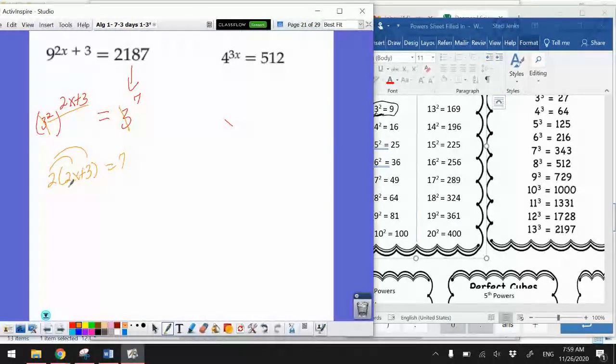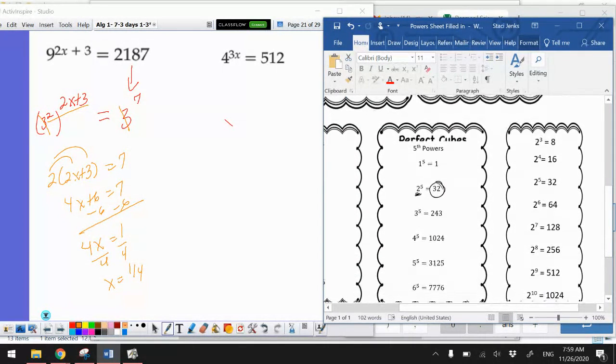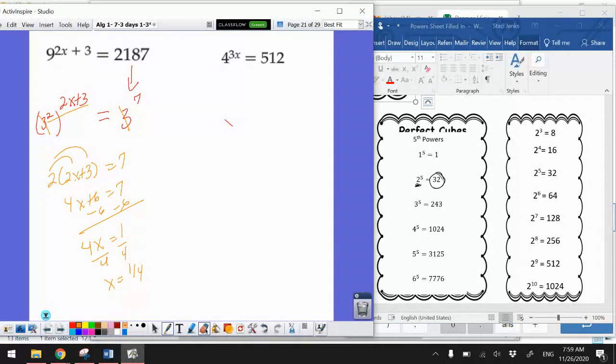So I'm going to distribute. 4x plus 6 equals 7 minus my 6. 4x equals 1. And divide by 4. X is going to be 1/4. Okay, see what you can do with the next problem. And you're going to make use of these powers of 2 over here. Okay, powers of 2. We're going to have to move both of them down to a power of 2. So see what you can do with that.